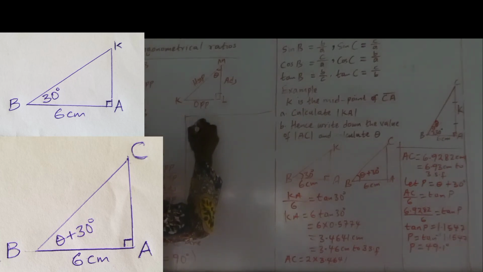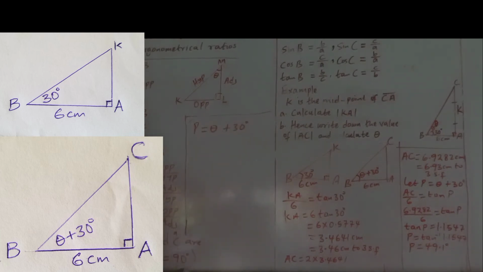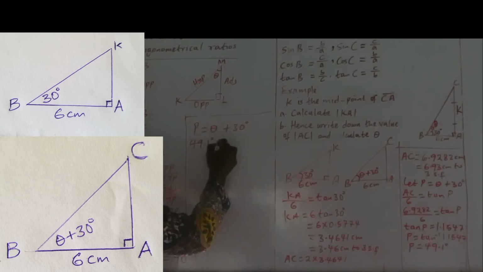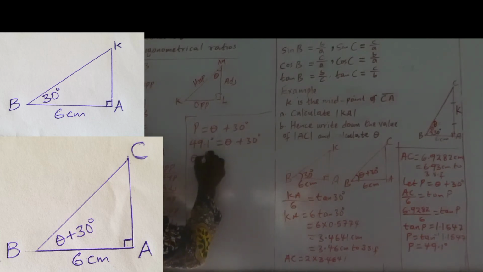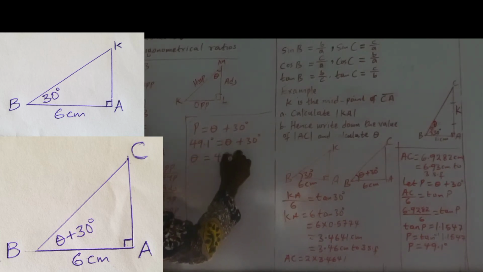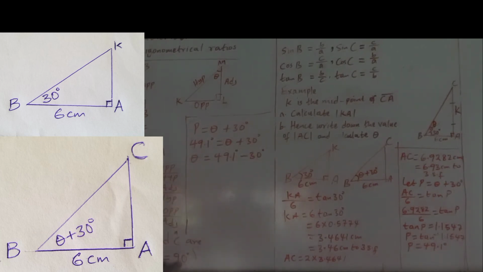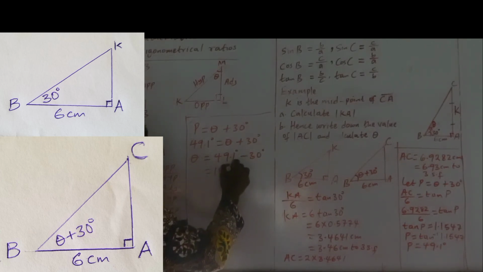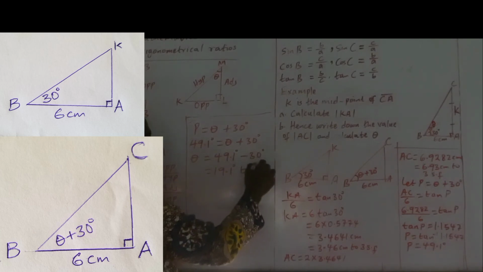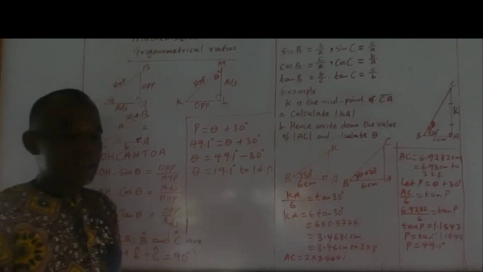Recall P equals theta plus 30 degrees. So 49.1 degrees is equal to theta plus 30 degrees. Theta equals 49.1 degrees minus 30 degrees, which is equal to 19.1 degrees to 1 decimal place. So this is the required angle.